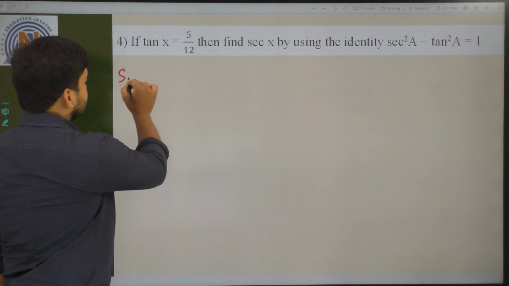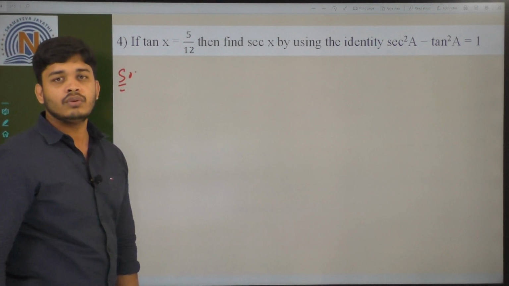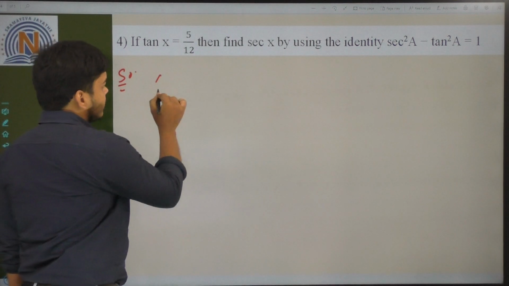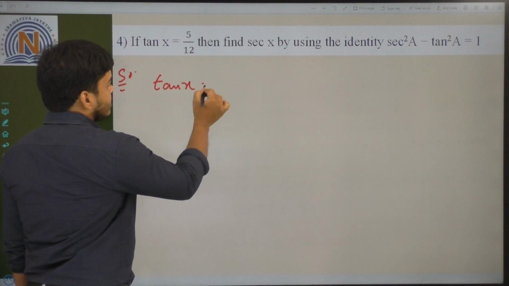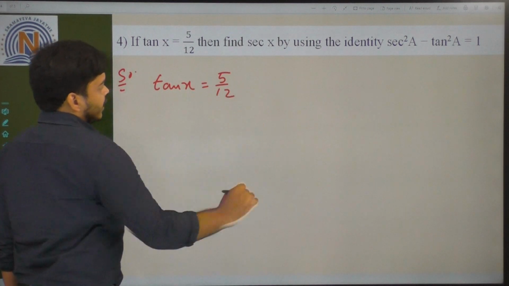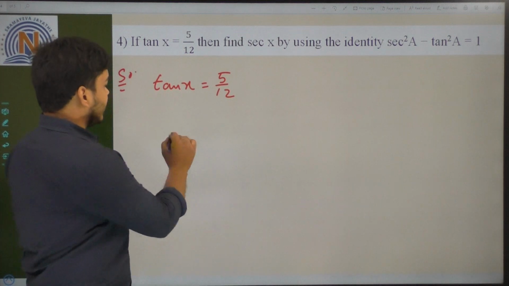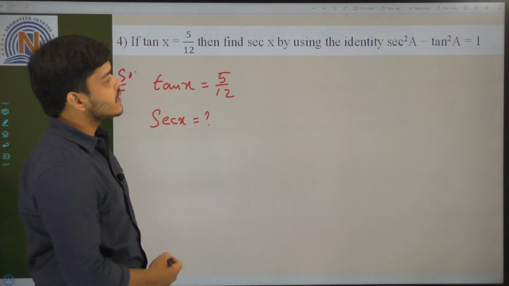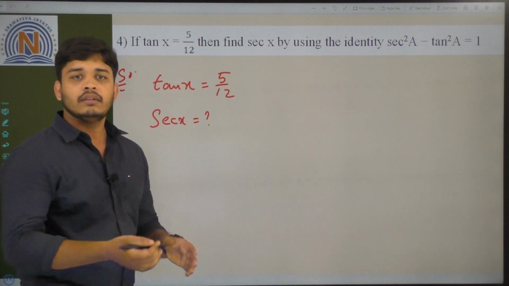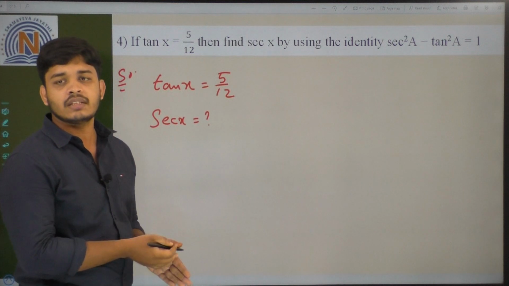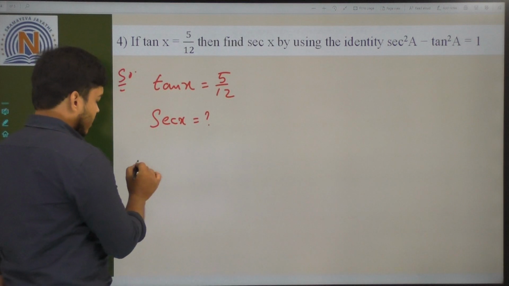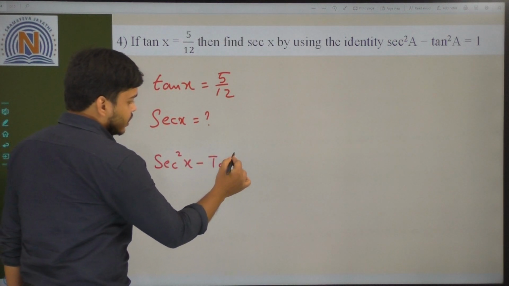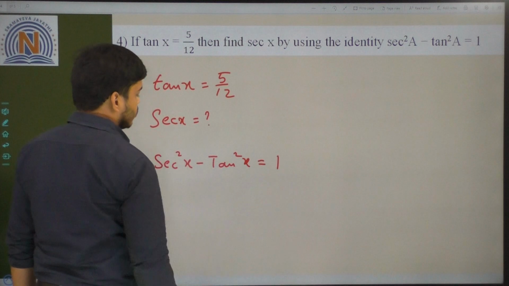Given that tan x is equal to 5 by 12, here the angle is x, we don't know that angle, but tan x is equal to 5 by 12, then find secant x. We need to find secant x by using the identity secant square A minus tan square A is equal to 1. So secant square x minus tan square x is equal to 1.